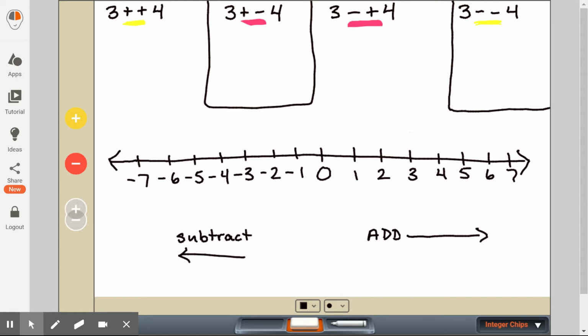When you add a positive, we see that increases the number. If you add a positive, we're moving to the right, we're increasing. This also happens when you subtract a negative, it increases. So this is the same as adding. When we add a negative or subtract a positive, that decreases or subtracts that number.